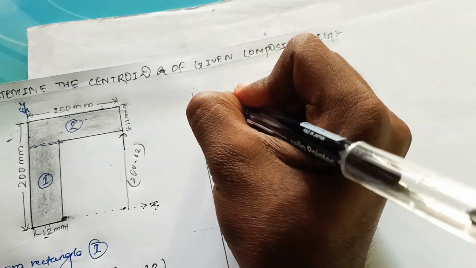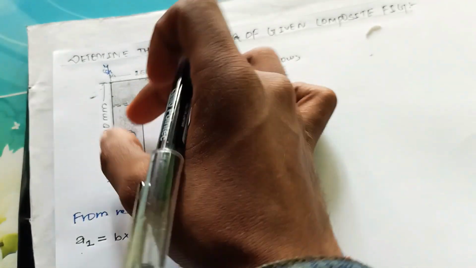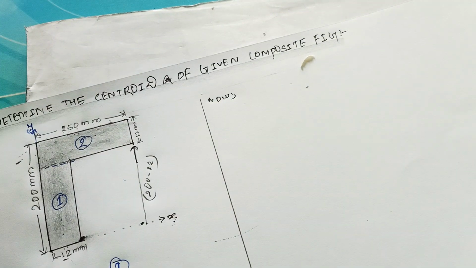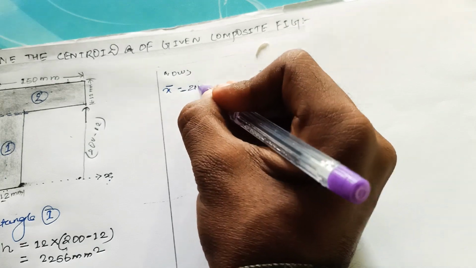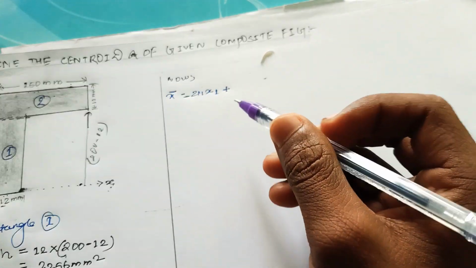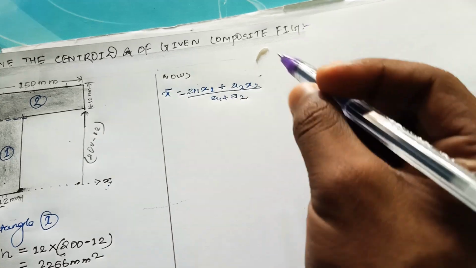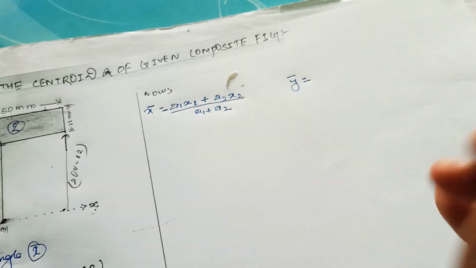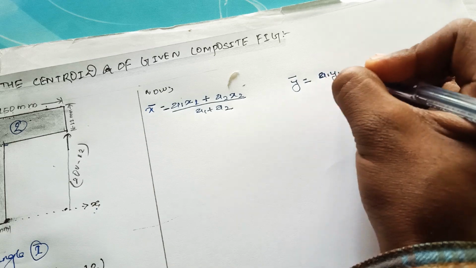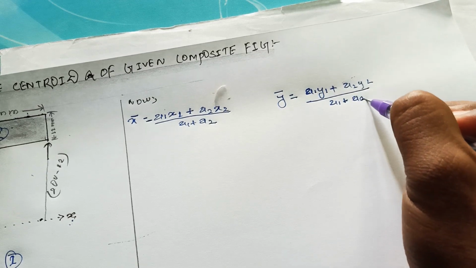Now for the centroid of this composite figure, combining rectangle 1 and rectangle 2, we have the formula. The x bar formula is (a1 x1 plus a2 x2) divided by (a1 plus a2), and the y bar, the centroid of this composite figure about the x-axis, is (a1 y1 plus a2 y2) divided by the addition of these areas.